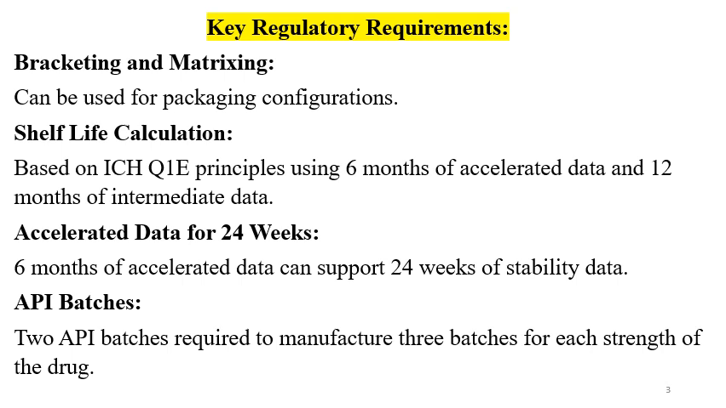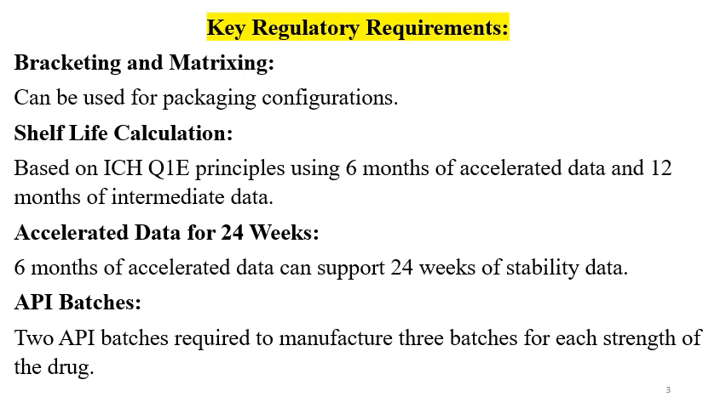Shelf life calculation. Shelf life is calculated based on ICH Q1E principles using 6 months of accelerated data and 12 months of intermediate data. Accelerated data for 24 weeks: 6 months of accelerated data can support 24 weeks of stability data. It is very important to understand how much accelerated stability data can support the shelf life. So 6 months of accelerated data can be used to support 24 weeks of stability data.